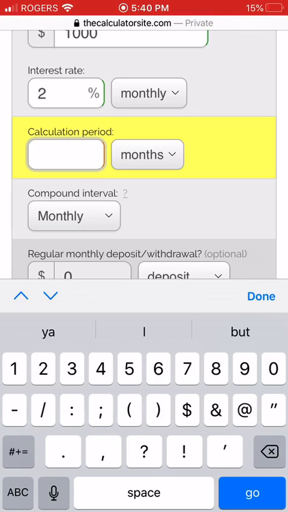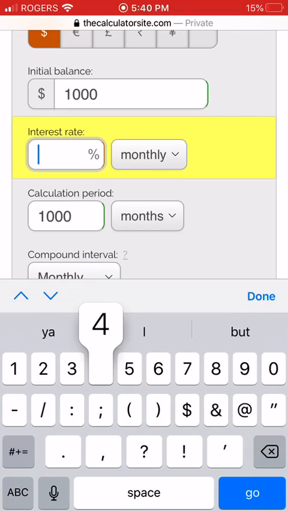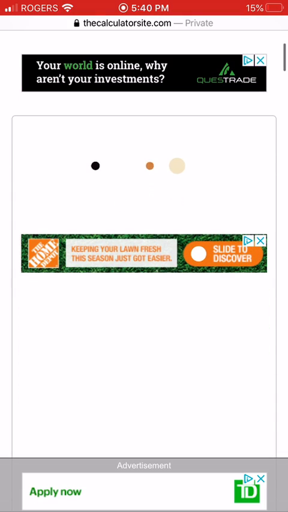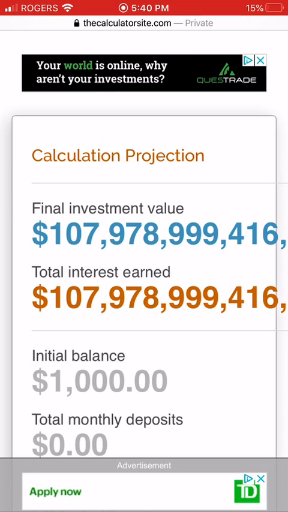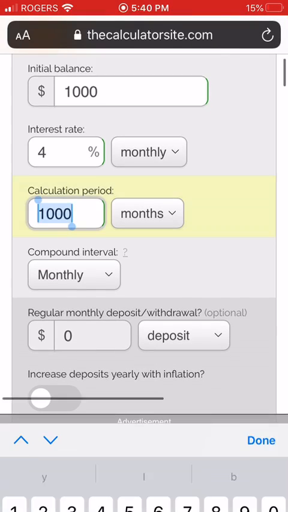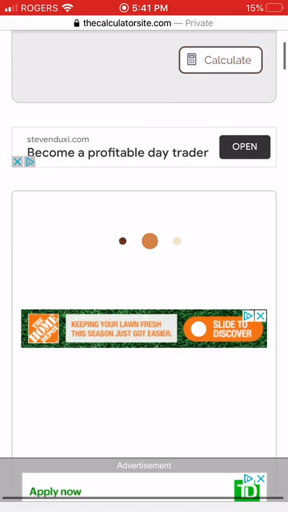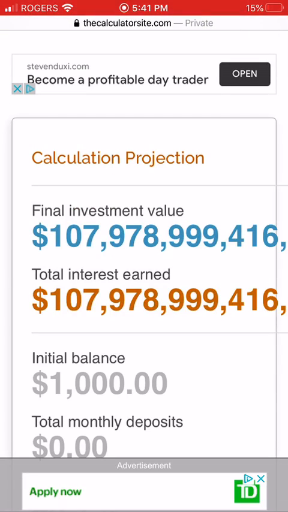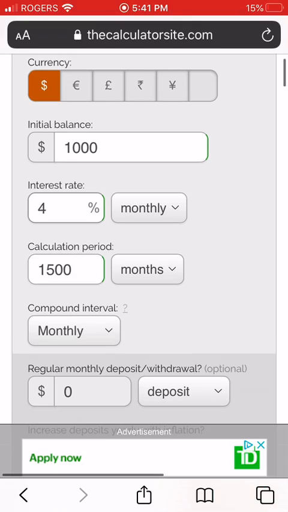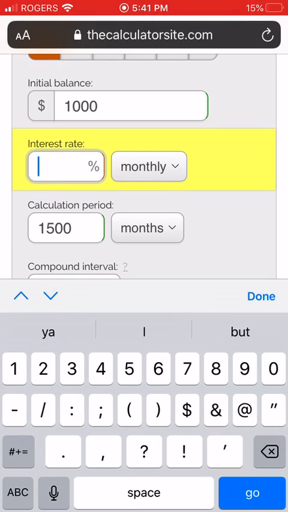So let's just go back to say 1,000 at 4%. $107,000,000. 1,500. Yeah, it just doesn't want to go higher. This calculator, once it gets too big, it doesn't want to go, I think.